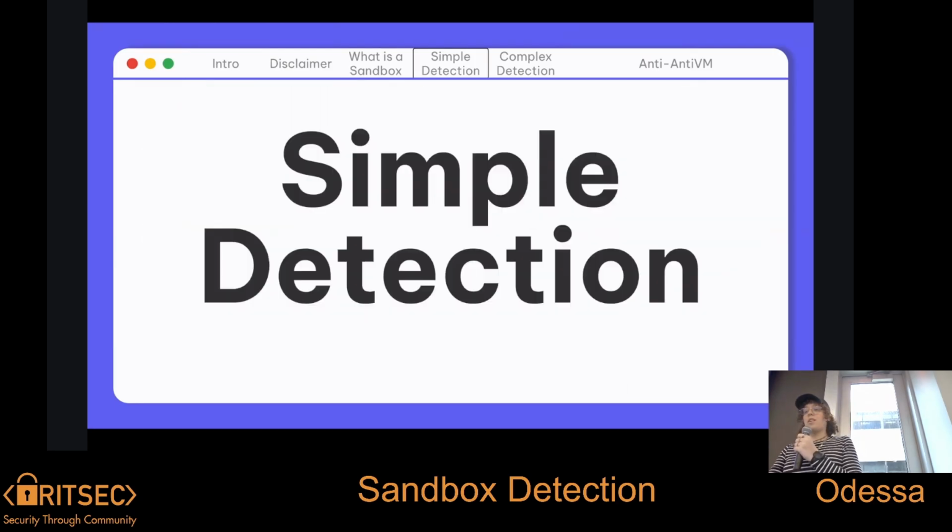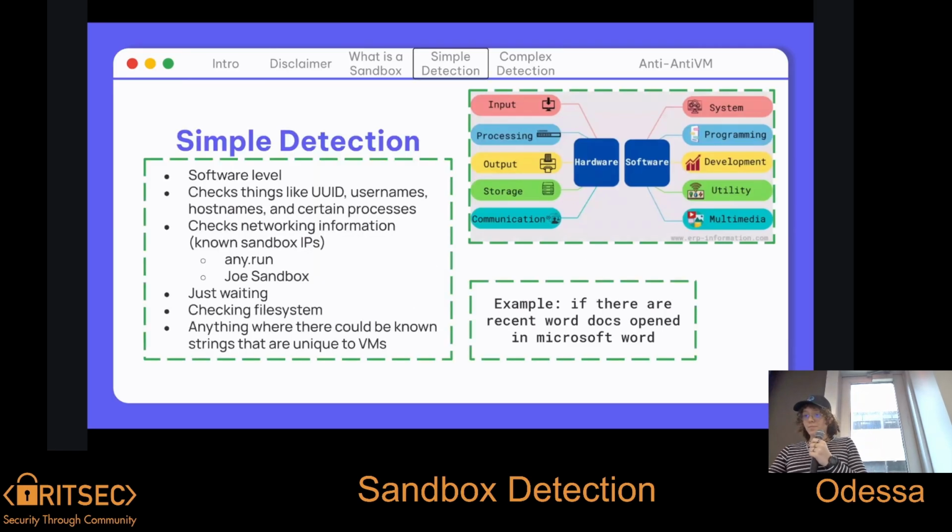So moving on to simple techniques that malware uses to detect that it's in a virtual machine. Malware wants to do this so it doesn't run in the virtual machine, and the easiest way to do this is normally just with software, just like regular C code. You can check things like the computer's UUID, usernames, host names, certain running processes that malware authors will know they don't want their malware run with.